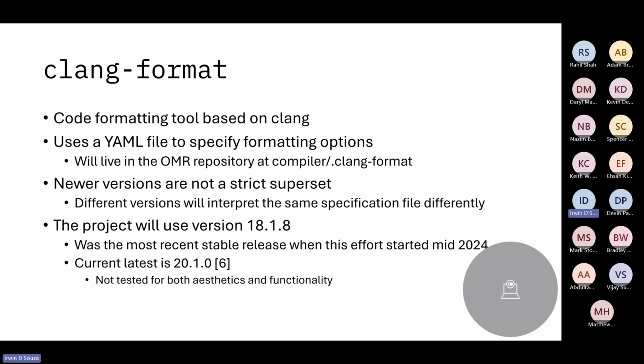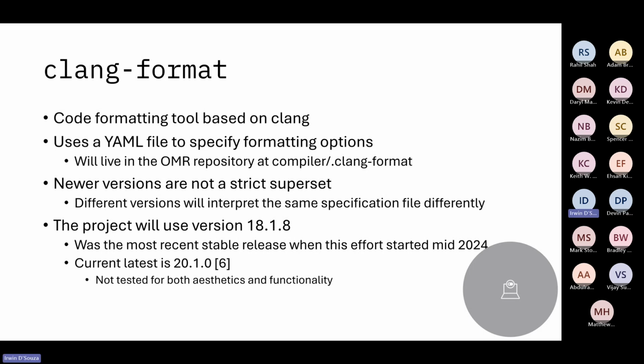One interesting, or annoying, thing about clang-format is that newer versions are not a strict superset, and so different versions will interpret the same specification file differently. By that, I don't mean version 17 and version 18 interpret it differently. I mean 18.1.4 and 18.1.8 will have differences in how they generate the formatting. So we really do need everyone to use the exact same version, otherwise there will be a discrepancy between you and the linter.